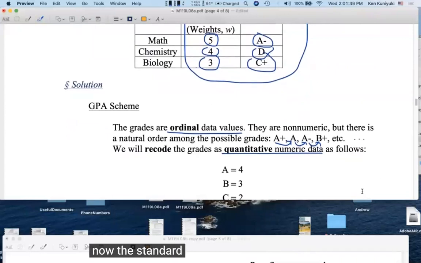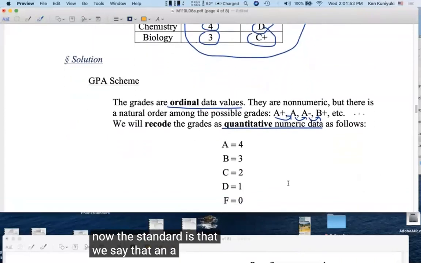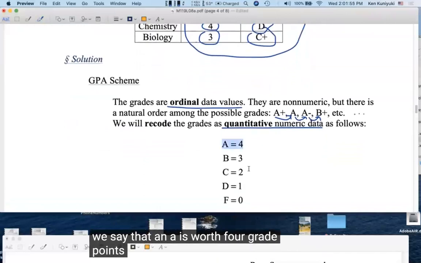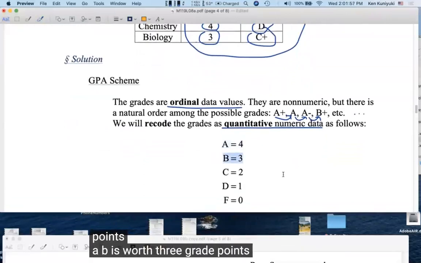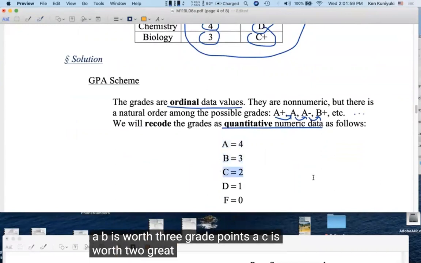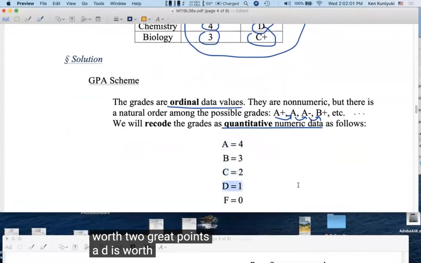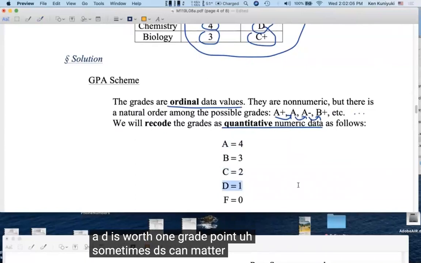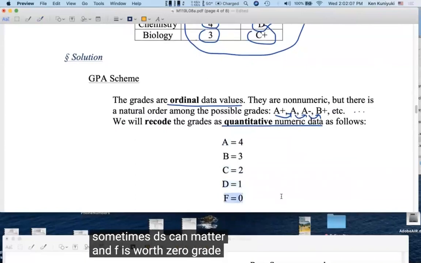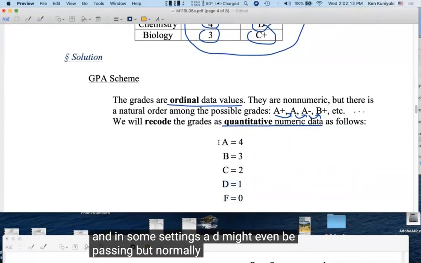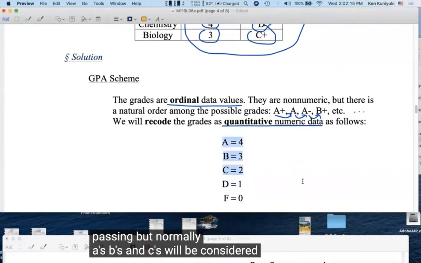Now, the standard is that we say that an A is worth 4 grade points, a B is worth 3 grade points, a C is worth 2 grade points, a D is worth 1 grade point. Sometimes D's can matter. An F is worth 0 grade points. And in some settings, a D might even be passing, but normally A's, B's, and C's would be considered passing.